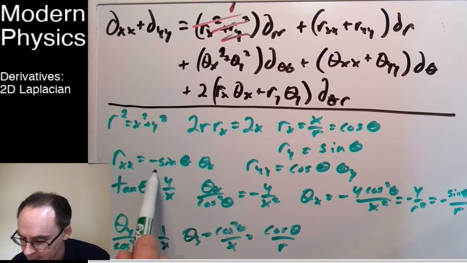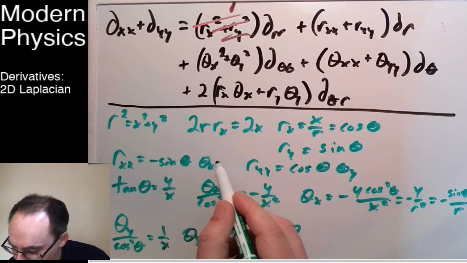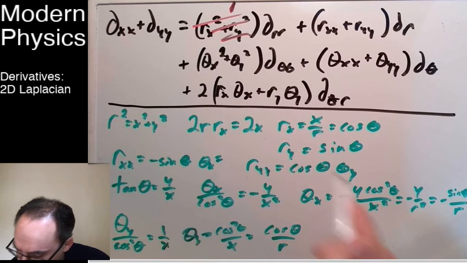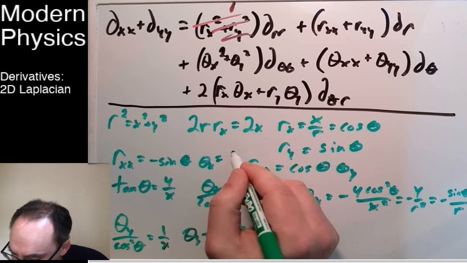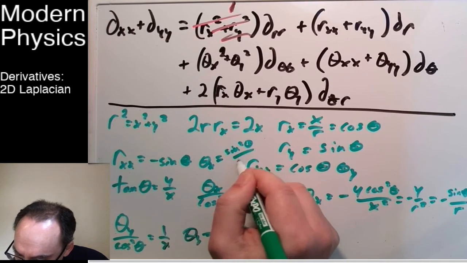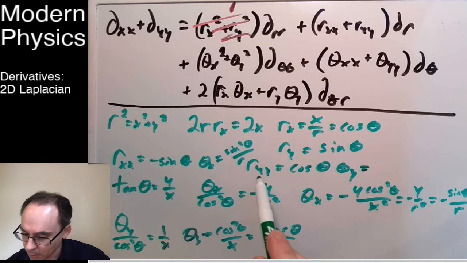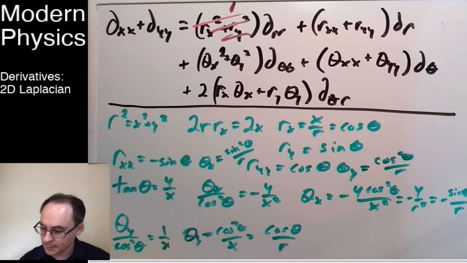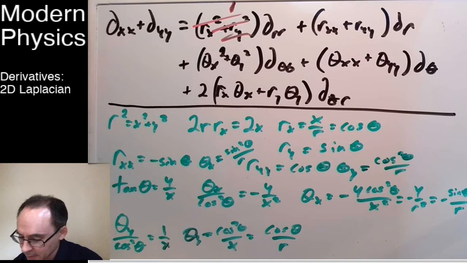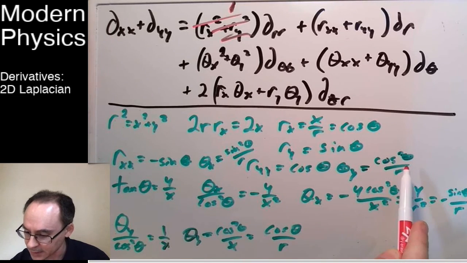So rxx here is minus sine theta times theta x. Theta x here was minus sine theta over r. So this is going to be equal to minus sine theta times minus sine theta, so it's going to be plus sine squared theta over r. Ryy is similarly going to be cosine. I've got a cosine and a cosine, and then over r, so it's really just cosine squared over r. All right, so now rxx plus ryy then is sine squared theta plus cosine squared theta over r.